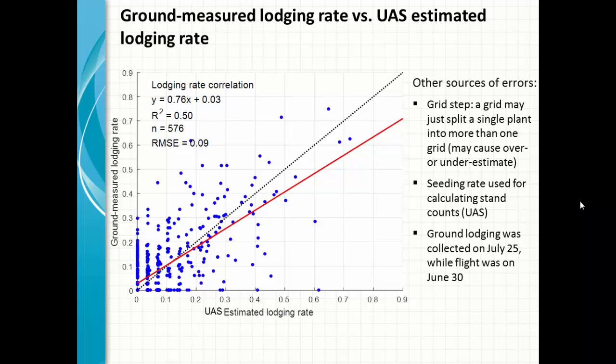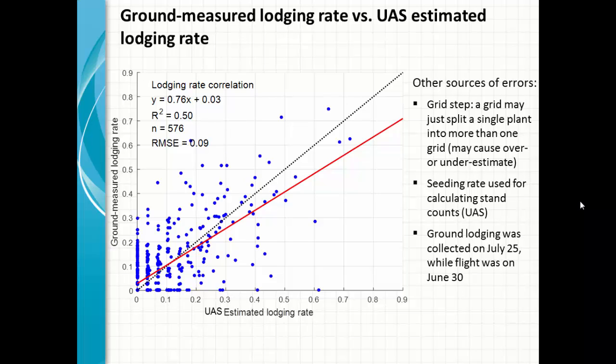The third is that the ground lodging was collected on July 25th, while the flight was taken on June 30th. But this is technically sound, because from the literature we discovered that at this growing stage, the plants are basically less likely to further straighten up or fall down. Anyhow, this is a kind of error source for last year.